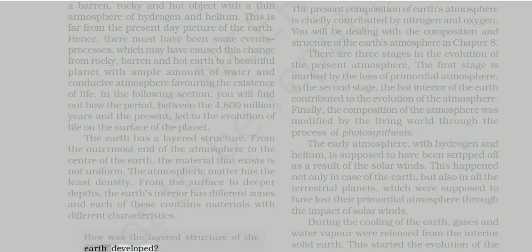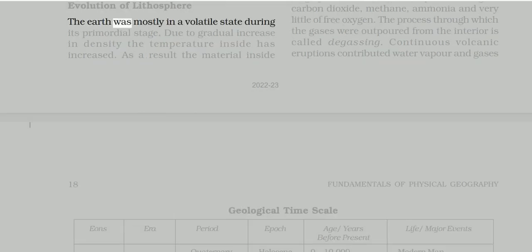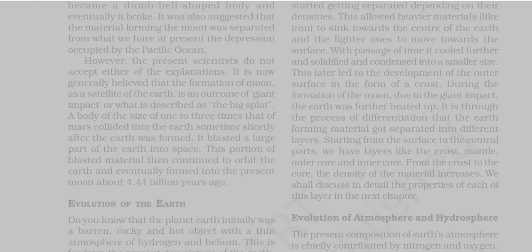Evolution of lithosphere. The Earth was mostly in a volatile state during its primordial stage. Due to gradual increase in density, the temperature inside has increased. As a result, the material inside started getting separated depending on their densities. This allowed heavier materials, like iron, to sink towards the center of the Earth and the lighter ones to move towards the surface. With passage of time, it cooled further and solidified and condensed into a smaller size. This later led to the development of the outer surface in the form of a crust.